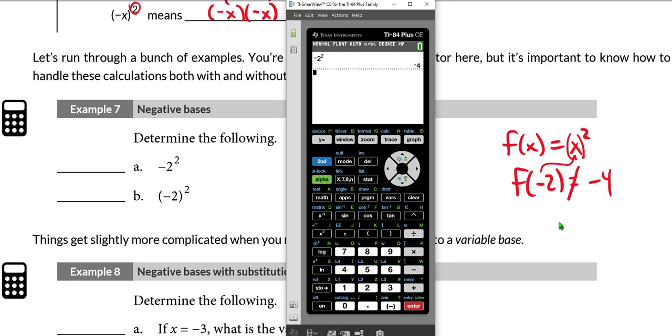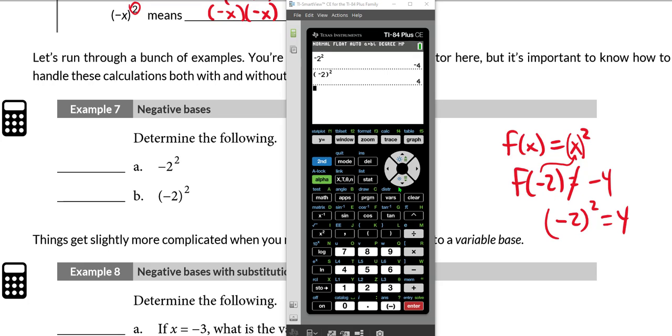You are raising negative 2, which is your x value, to the 2. You are squaring negative 2. So what you should have done in the calculator is negative 2 squared, and then the calculator would have given you the right answer. You also could have just known that you are squaring negative 2 and gotten positive 4.